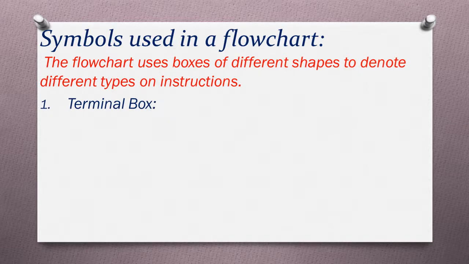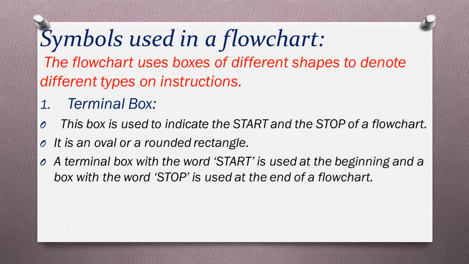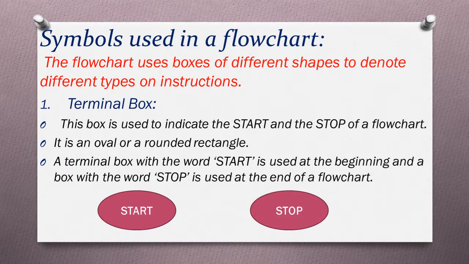In that, first one, terminal box. This box is used to indicate the start and the stop of a flowchart. For the start and stop word, we will call it a terminal box. It is an oval or a rounded rectangle. A terminal box with the word start is used at the beginning and the box with the word stop is used at the end of a flowchart. Look at this. This is a terminal box with the word start and this one with the word stop.